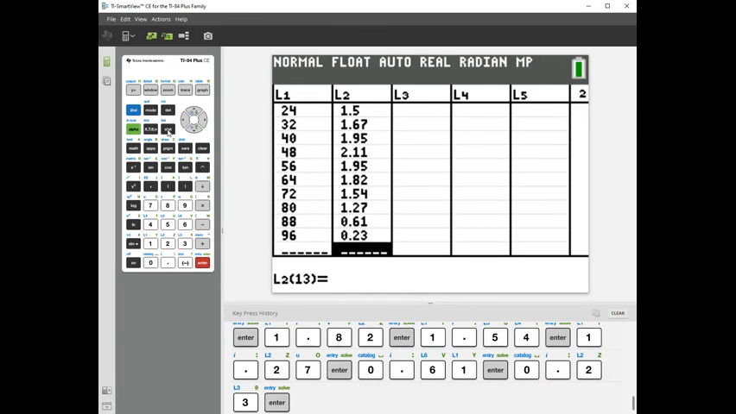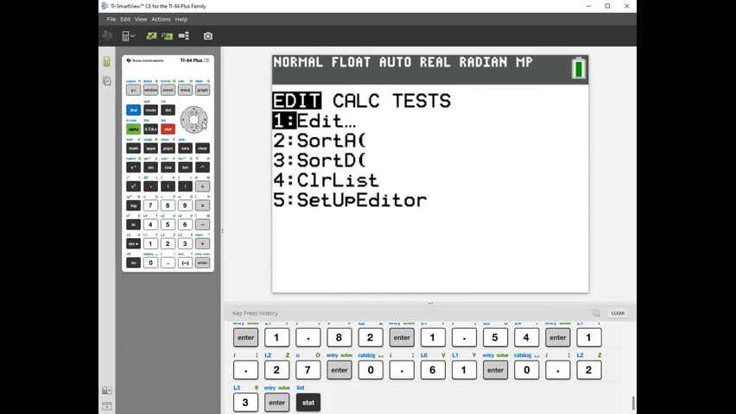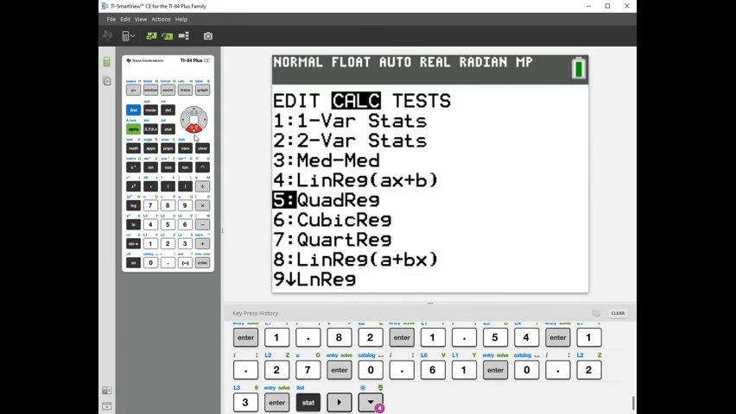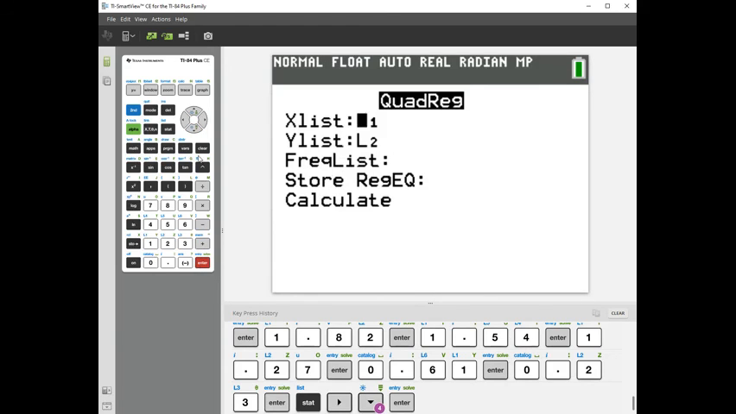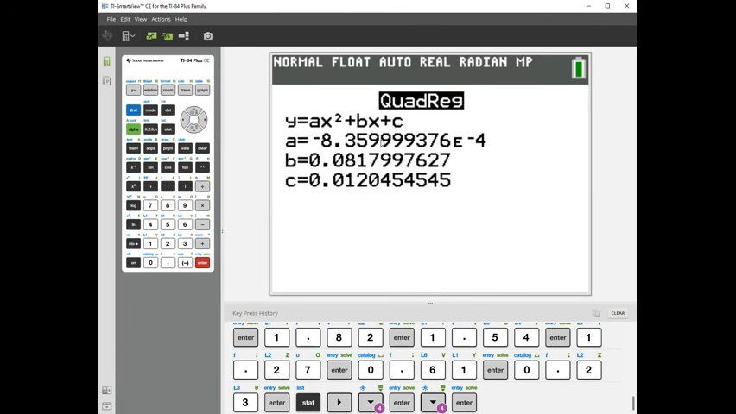Now that we've got the data, let's go get the equation. Go to your Stat button, over to Calc, and down to number 5, Quad Reg. All the way down to Calculate, and that is your quadratic regression equation. A is right here, B, and then C.